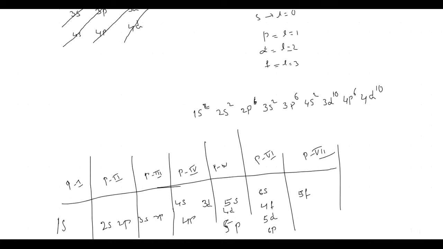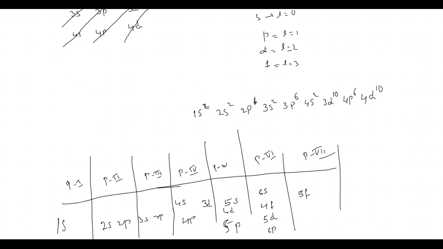Just observe the elements in the periods. We have hydrogen, helium. In the next we have lithium, beryllium, boron, carbon, nitrogen, oxygen, fluorine, neon. All noble gases are the last elements in the period. Here we have helium, here we have neon, here we have argon, here krypton, xenon. The last element is the noble element in the periodic table.